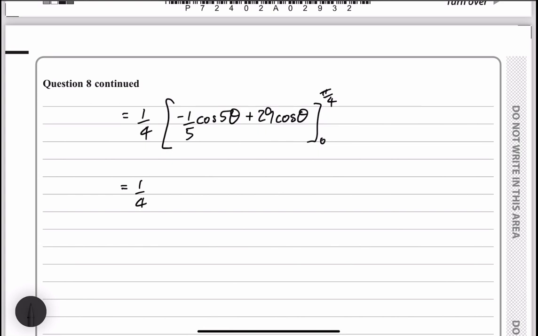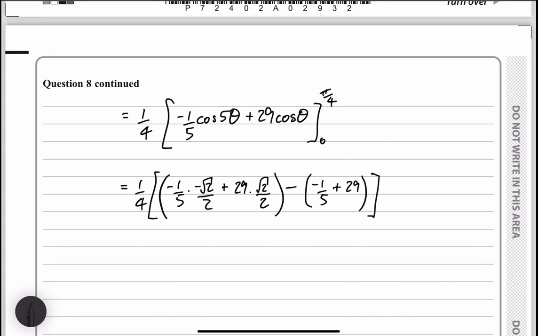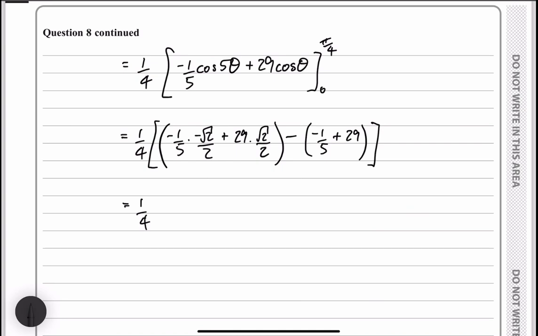Now we go ahead and put in our limits. That gives us minus 1/5 times cosine 5 pi by 4, which is minus root 2 over 2, plus 29 lots of cosine pi by 4, which is root 2 over 2, minus cosine 0, which is a 1, so that's minus a fifth plus 29. That gives us 1/4 of 73/5 root 2. That does not look very nice. Minus 144/5.